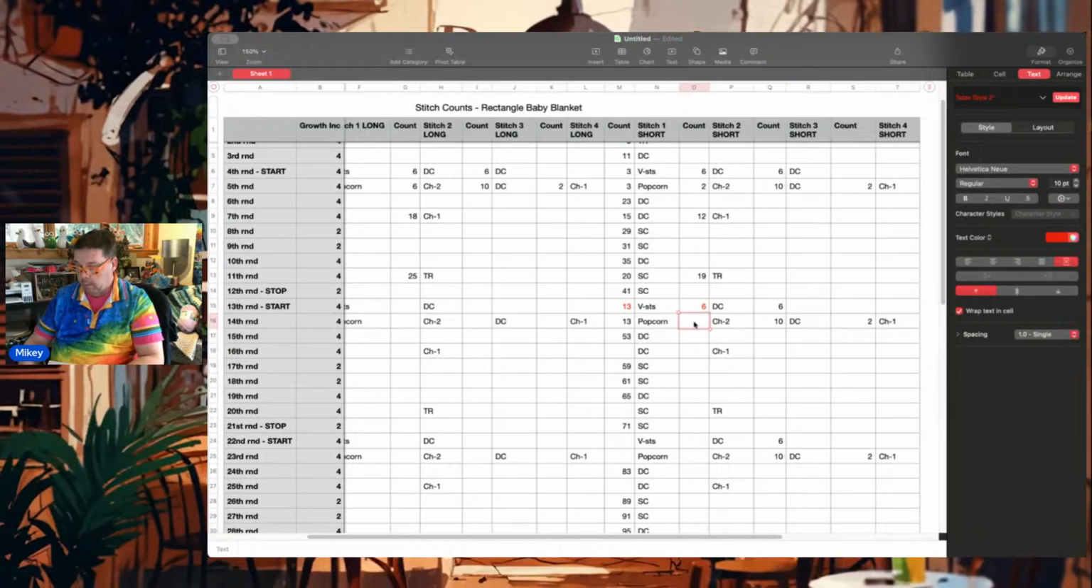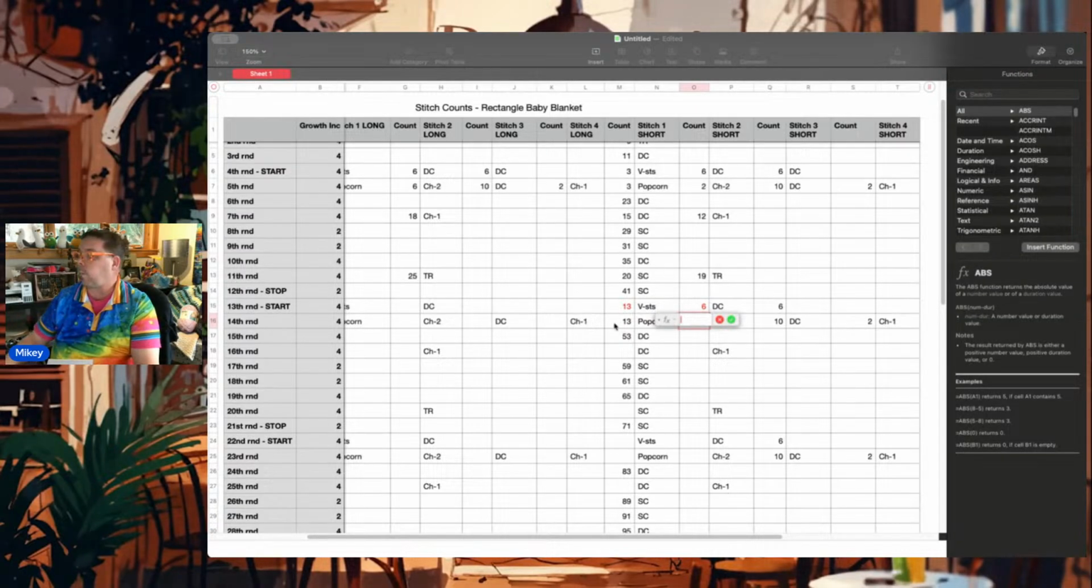So it's the number of popcorn minus 1. So if there was, how many popcorn is there next time? So there's 1, 2, 3, there's 10. So we have this number, popcorn is 13. And so then in order to get the chain 2, we need to do equals this number minus 1.